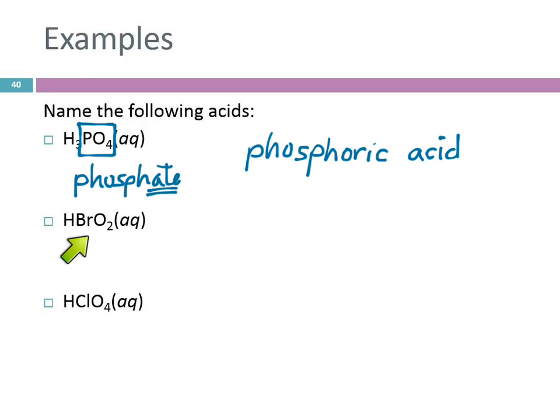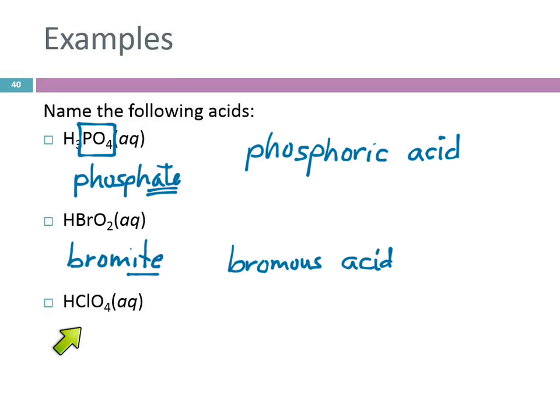What's this one? What's the polyatomic ion, the oxyanion? Bromite. Yeah. Bromate is BrO3. This is bromite. And I change the ite to ous, bite us, right? So this is bromous acid. There's no hydro prefix here. That's when there's just hydrogen in another element. No hydro prefix.